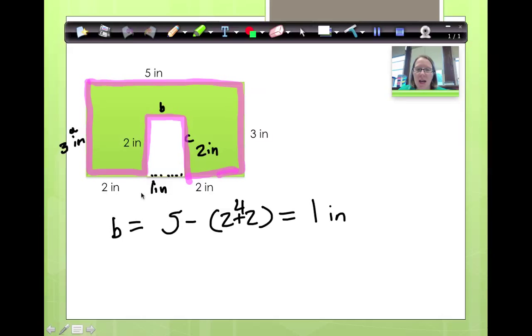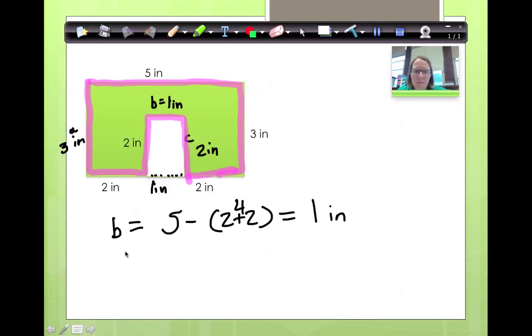If this is 1 inch, then up here is going to be 1 inch, right? Whoops. Looks like I'm writing a word. Let's try that again. B equals 1 inch. Okay. Now let's find the perimeter.